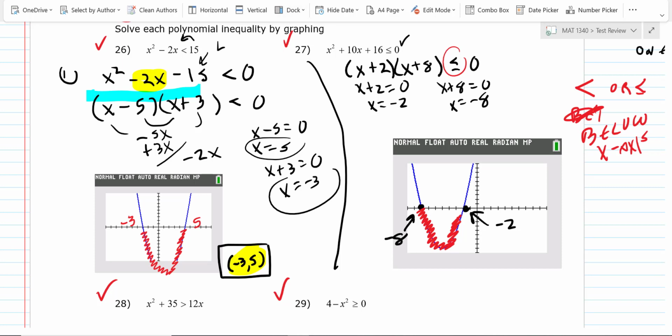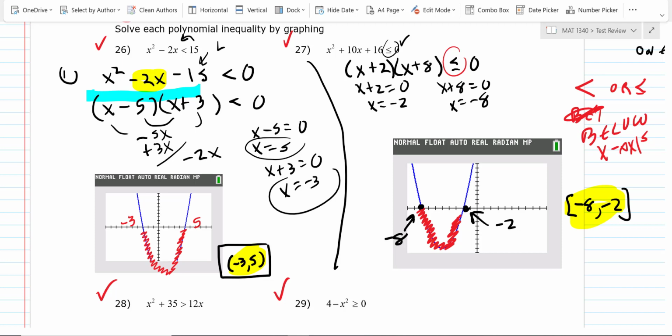Okay, now, do I need to use a bracket on the -8 or a parenthesis? What do you think? Bracket. Why bracket? Because it has equal to in the original problem, right? And we learned that before. So you say bracket -8, bracket -2. So you have to pay attention to that little detail. See that first problem, number 25, we use parentheses because there wasn't the equal to sign on there.